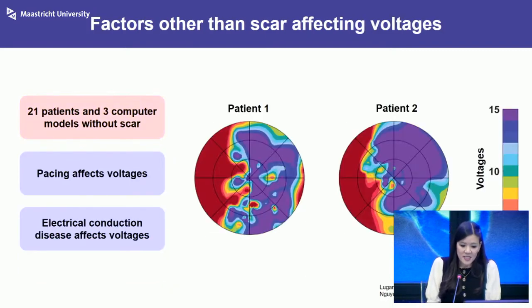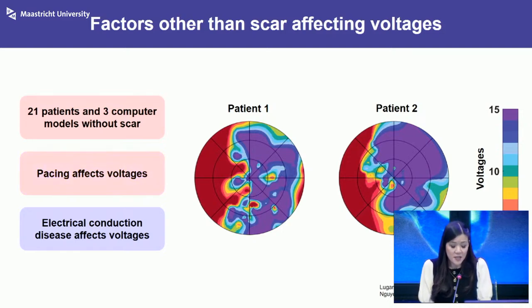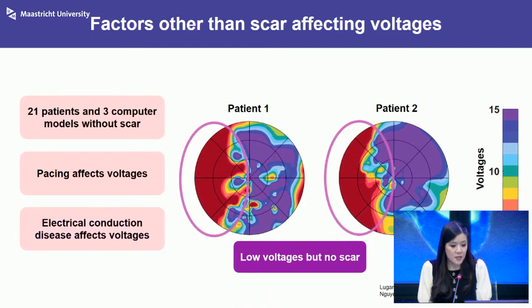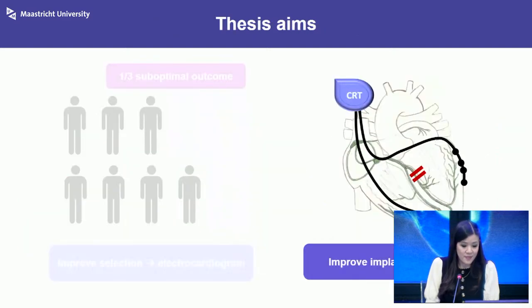To better understand this poor association between the local voltages in the heart and scar, we conducted a sequential Lugano-Maastricht project to explore other factors that might influence voltages. We found that pacing in the heart could induce an up to 40% change in the local voltages that we measure. And we also found that when you have an electrical conduction defect in the heart, even in the absence of scar, patients already demonstrated low voltages in a certain area.